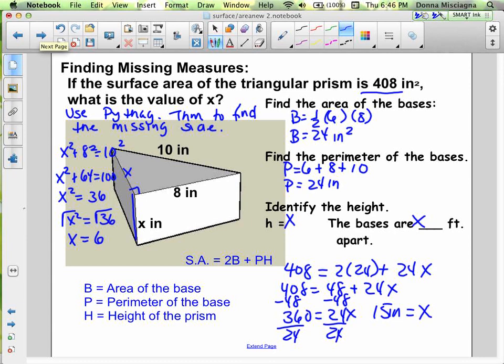All right, so that's the end of surface area for prisms. In the next podcast, we're going to look at cylinders.